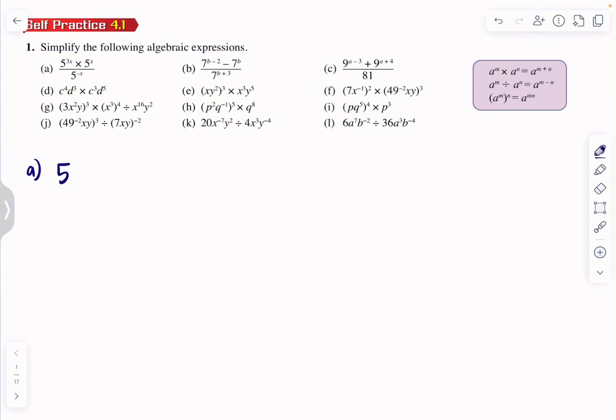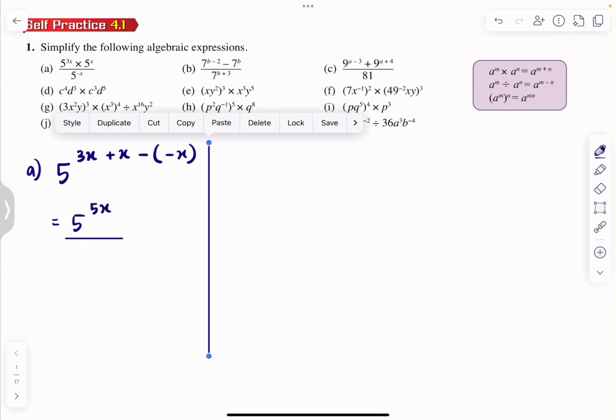So we can say 5 to the power of 3x plus x minus negative x. So this will give us 4 plus 1, 5x. Done. Okay, let's look at B.